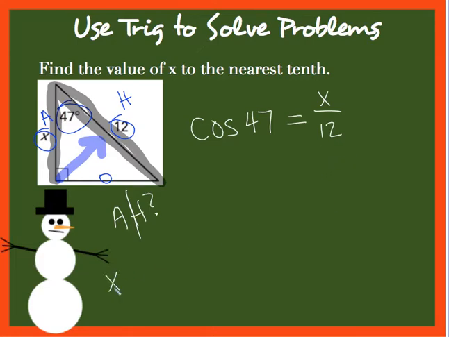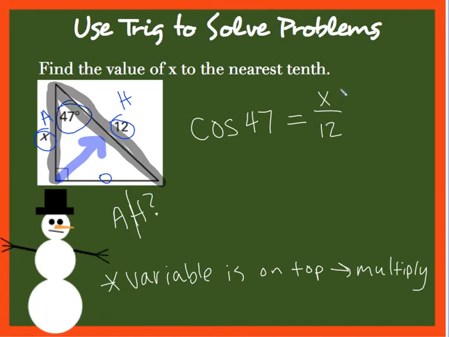Now you might want to write this down somewhere. If the variable is on top, you're going to multiply. That's just an algebra rule because we have to isolate the variable. So if you multiply, that will cancel out and you're just left with x here.